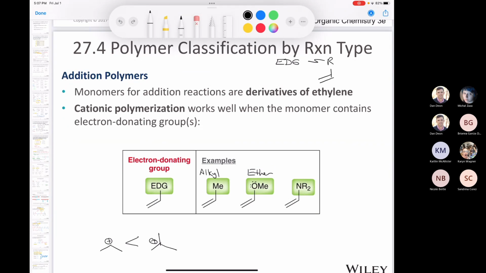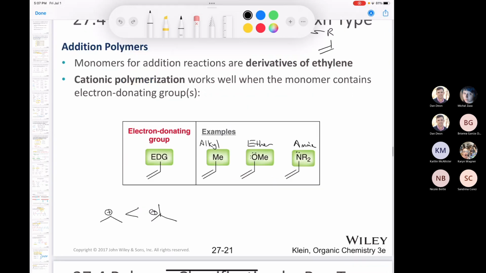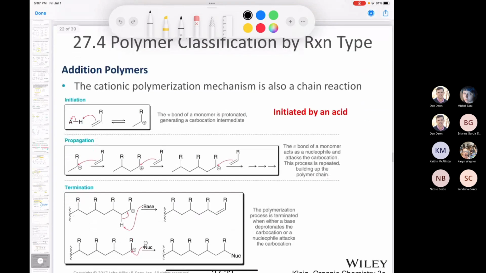Oxygen has those lone pairs on there. And the same thing if you have an amine. You could also draw a resonance structure that shows that you can donate this pair of electrons, and I'll let you try to draw that resonance structure on your own. So without further ado, let's take a look at the mechanism.